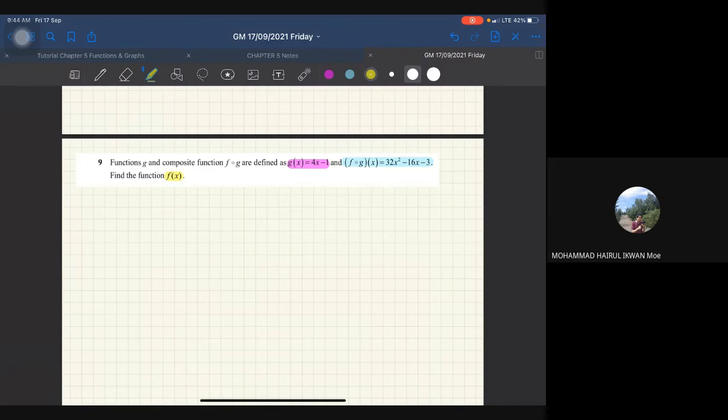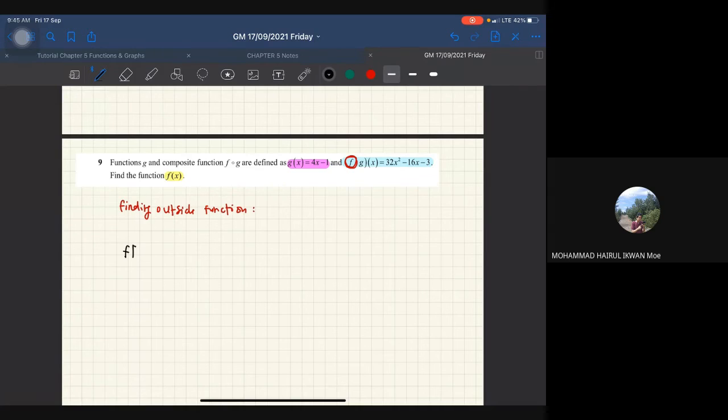Okay. So ini kalau awak tengok dia punya fx ni dia duduk dekat luar. So kita panggil dia sebagai outside function. Okay, so we want to find outside function. Okay, so macam mana cara awak nak cari outside function ni? Okay, so first thing adalah awak salin balik apa yang soalan bagi. So you copy back what question give you.